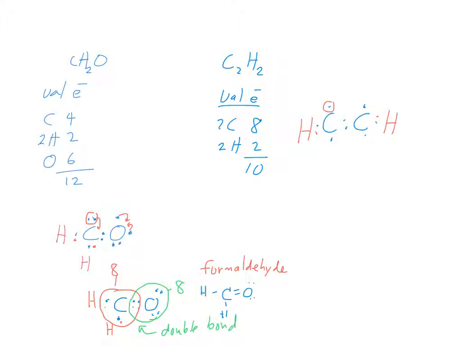So we're going to take this electron and this one. We're going to move those together to make a pair there. And we're going to take these 2 and we're going to make another pair. So we're going to end up with 3 pairs of electrons between the 2 carbons. So that's called a triple bond.